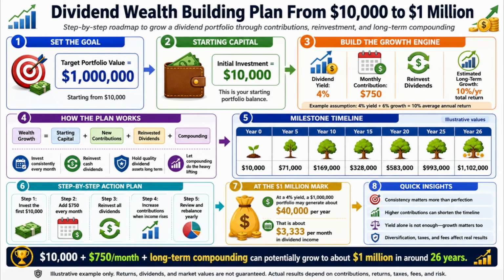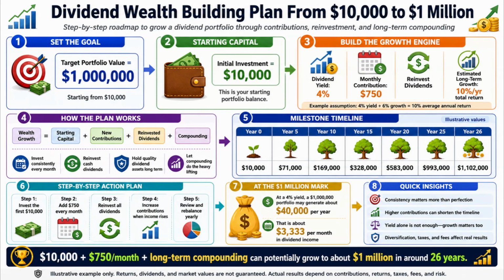First, invest the initial $10,000. Next, add $750 every month. Then, reinvest all dividends to increase compounding. After that, increase contributions when income rises. Finally, review and rebalance the portfolio every year.